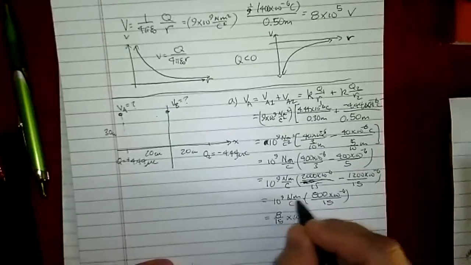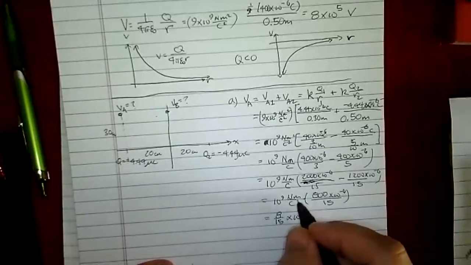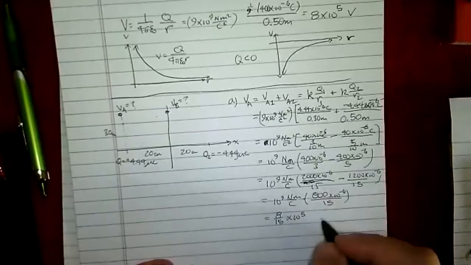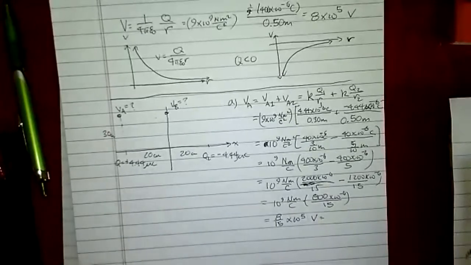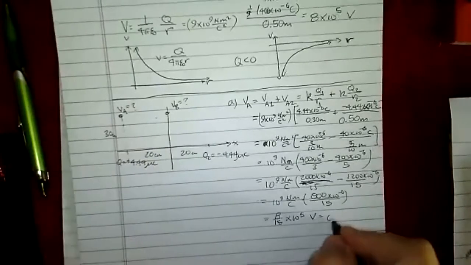And the Newton meter is a joule, if you remember from last semester. And a joule per coulomb is the volt. So that does give me the units I want. And then it's just a matter of dividing 8 by 15, and that gives me 0.533.